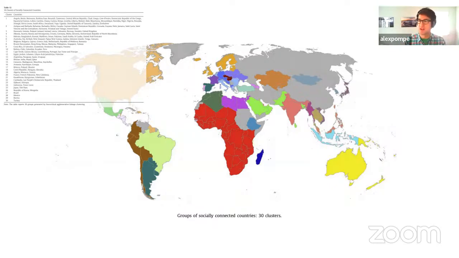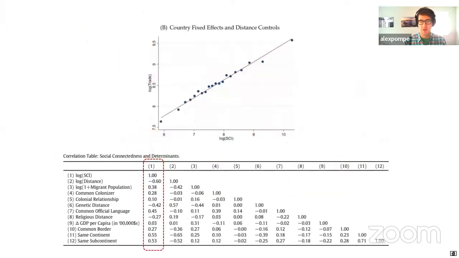And this has been used to study many different phenomena. The most likely or obvious one is international trade. How much trade is taking place between given countries? And here you can see the strength of the predictive quality of social connectedness index, how much that relates to trade between two countries compared to other more traditional economic measures. We have things here like sharing a common official language, having a border, being on the same continent or same subcontinent. And we can see that social connectedness index is actually one of the strongest predictors of international trade, even more strong in many cases than these more traditional economic indicators.